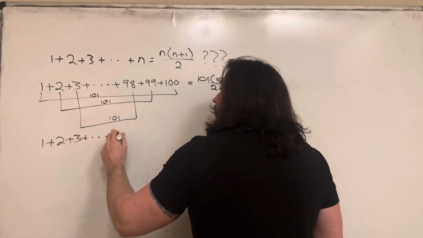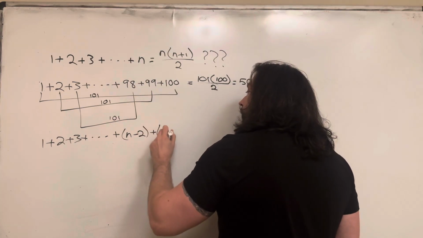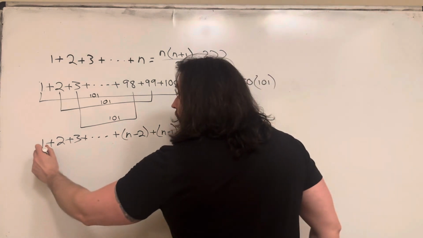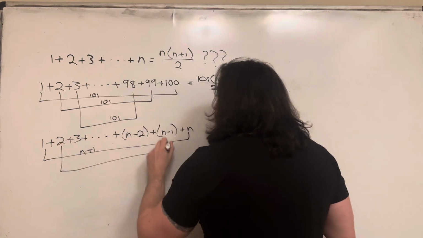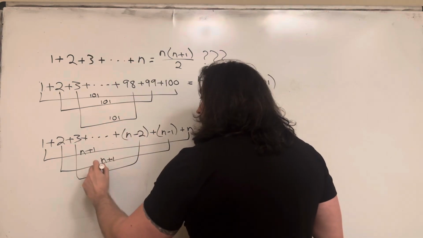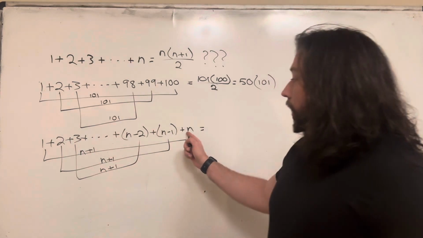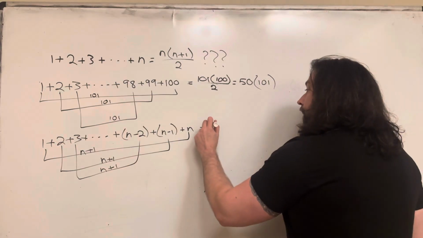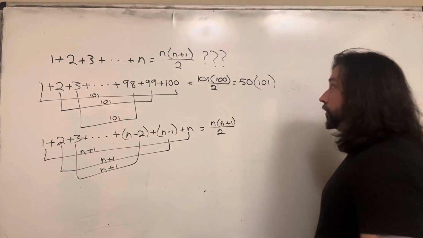And in fact, we can do this in general by taking the same idea, 1 plus 2 plus 3, all the way up to n minus 2 plus n minus 1 plus n. And notice we get the same thing. If I add 1 to n, that's going to give me n plus 1. If I add 2 to n minus 1, that is going to give me n plus 1. Continuing on, n plus 1. And in fact, I'm going to have n over 2 of these sums. And so we just have n times n plus 1 over 2.